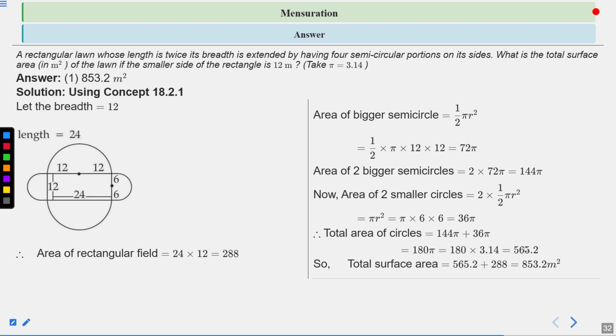Now the total surface area of the lawn becomes, because we have the rectangular area, which is 288, and now we have the area of the circular path. So we get the total surface area, which is 565.2 plus 288, which becomes 853.2 square meter. So the first one is the correct answer of this question. Next one.